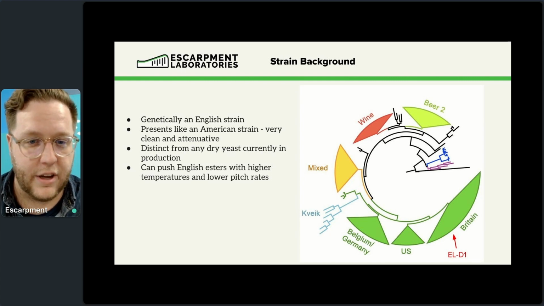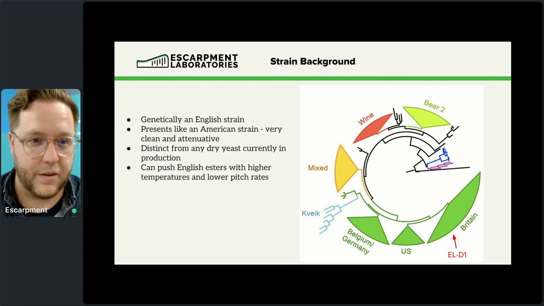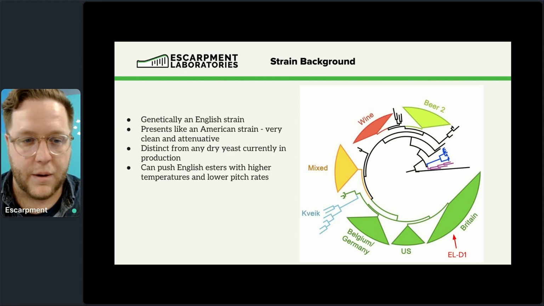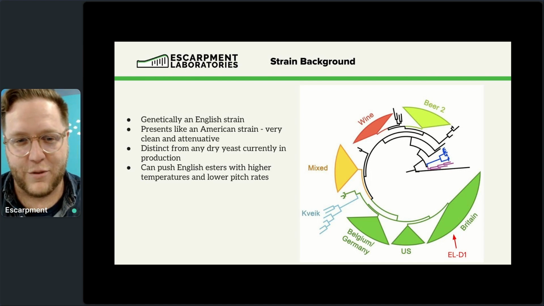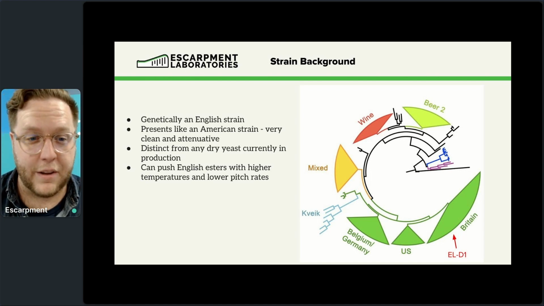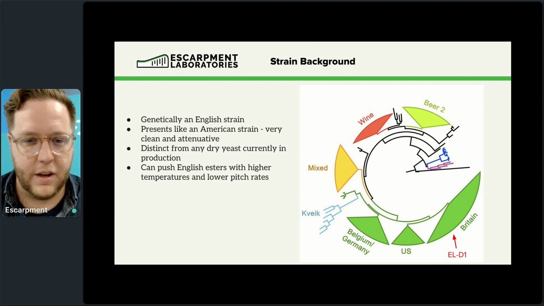It is highly attenuative. It's not insanely flocculent like some of the English strains are either. So that's another, I think, benefit, because some of those super flocculent yeasts are like handling peanut butter. It's a huge pain. This strain is solidly medium flocculation, which makes it really easy to harvest and repitch and all of that.